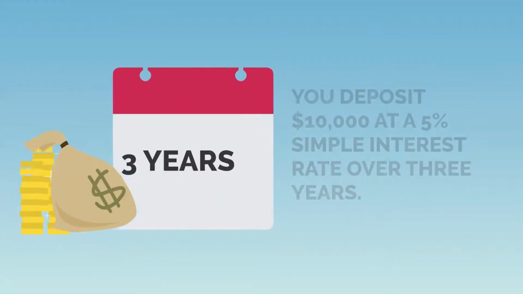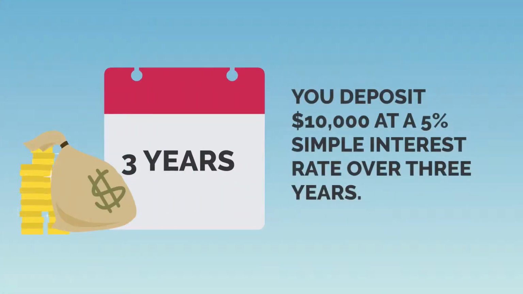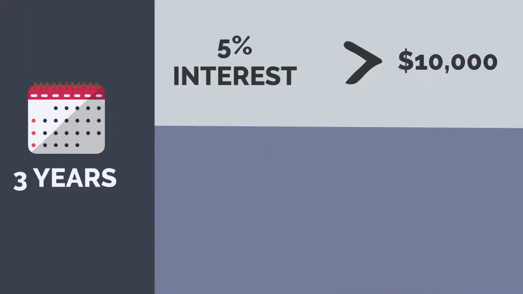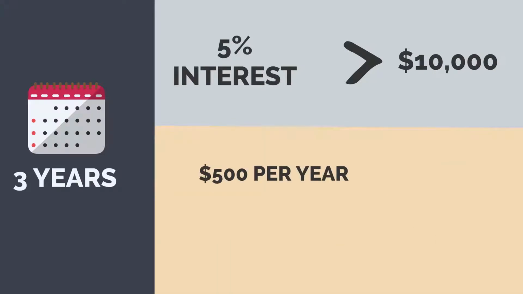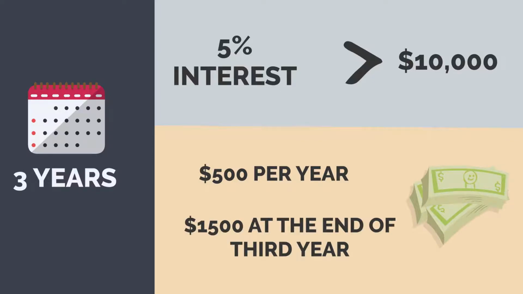For example, you deposit $10,000 at a 5% simple interest rate over 3 years. For the next 3 years, there will be a 5% interest applied on your $10,000, which means that you will get $500 per year from your investment and $1,500 at the end of the third year.